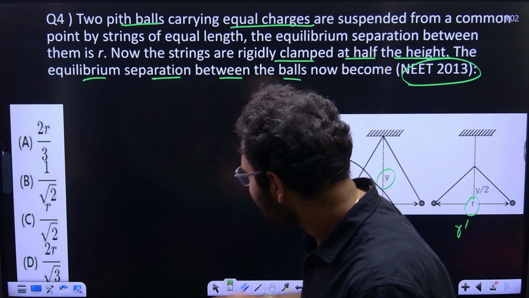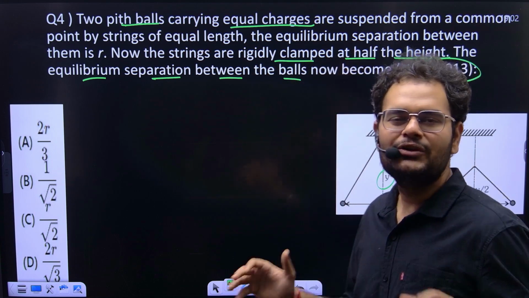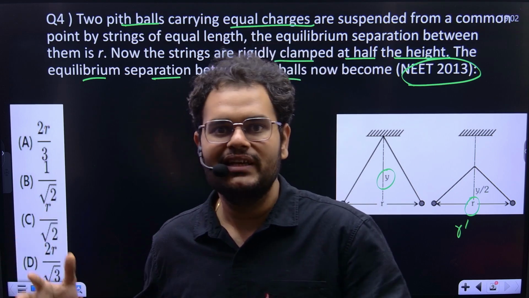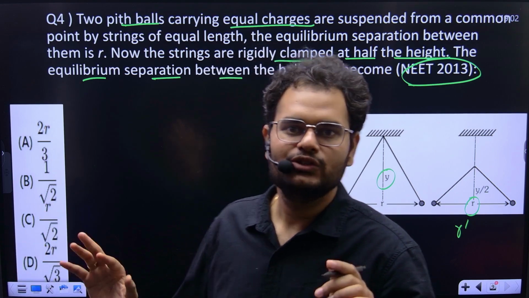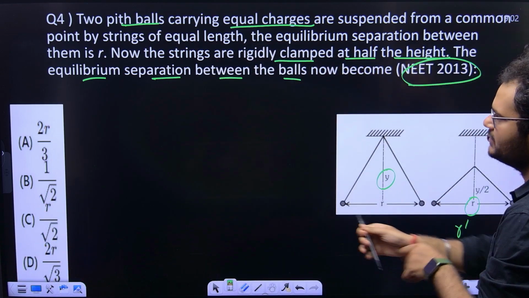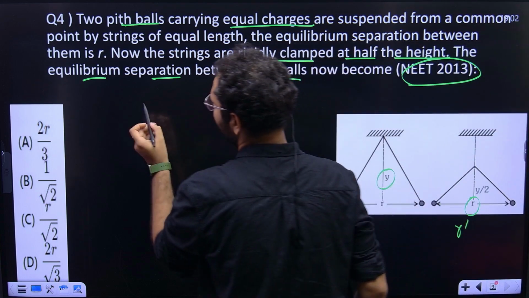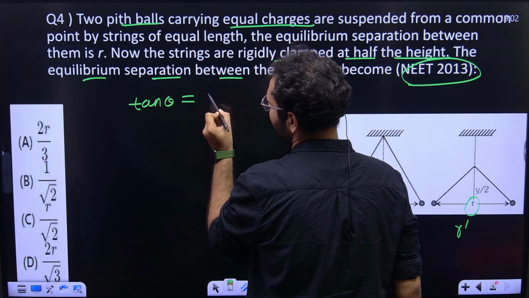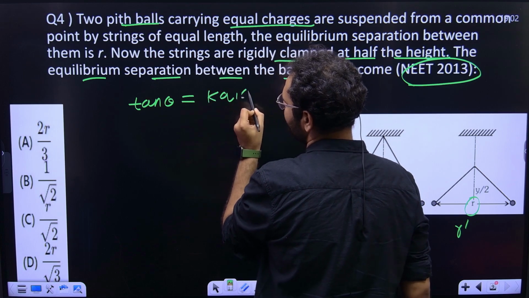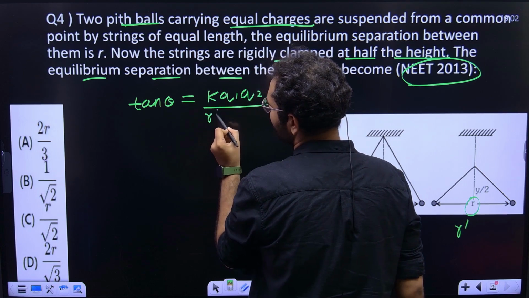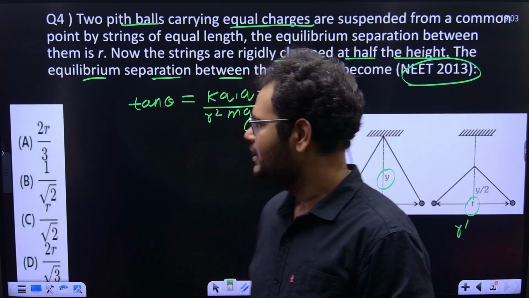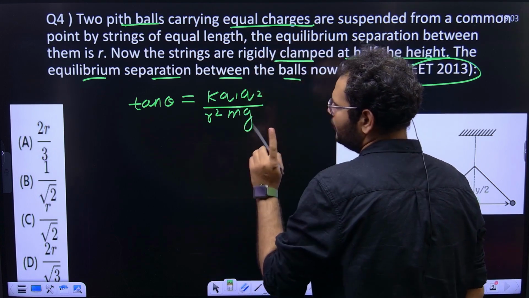Now in such questions, if you try to resolve the forces, anyway you will get the answer at the end. But in exam time, it will be difficult, right? So I will tell you one shortcut. Simply, one important formula is there for this: tan theta is equal to K Q1 Q2 upon R square mg. Have we seen this formula? Yes, sir.